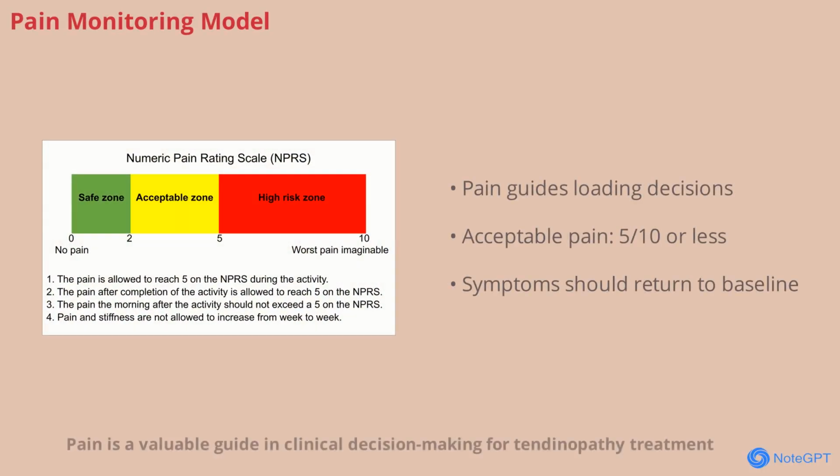Pain is a valuable guide in clinical decision-making for tendinopathy treatment. Mild to moderate pain is acceptable during loading exercises, and pain should not exceed 5 out of 10 on the numeric pain rating scale. Symptoms should return to baseline by the next morning and not increase week to week. Because the quadriceps tendon is complex, force transfer may occur without loading the pathological region. Provoking pain during exercises can help clinicians identify positions where force is transmitted through the affected area, ensuring targeted treatment.